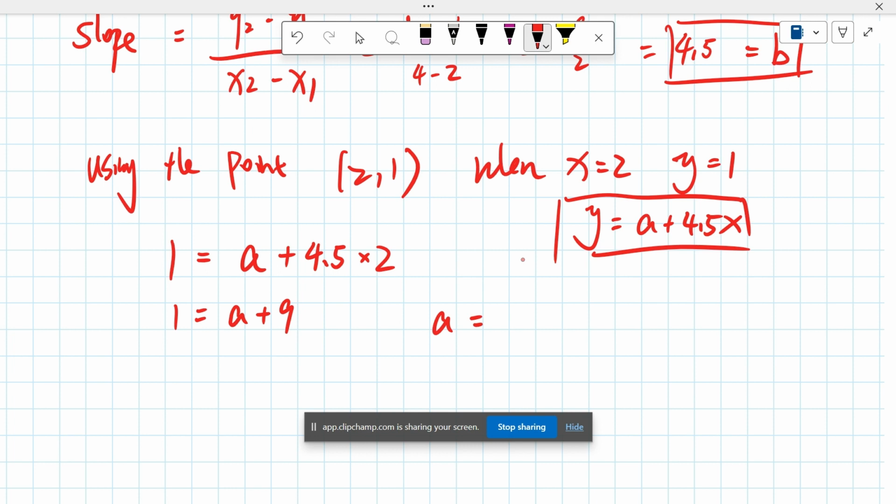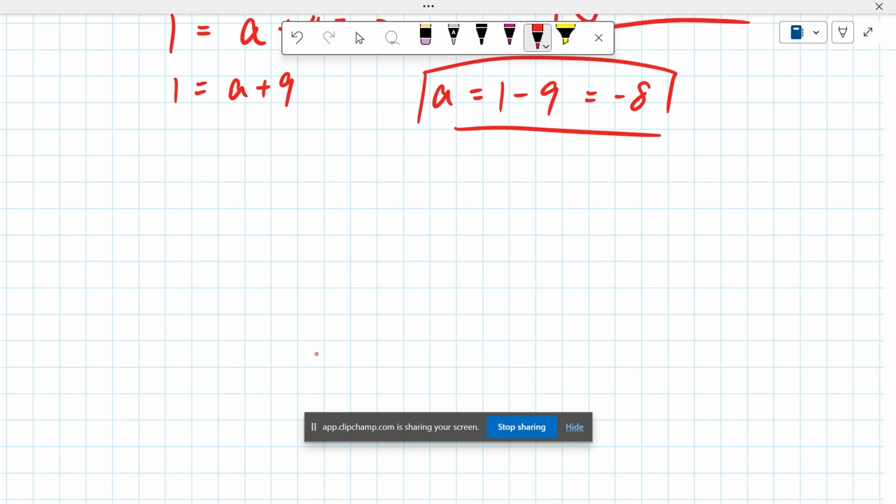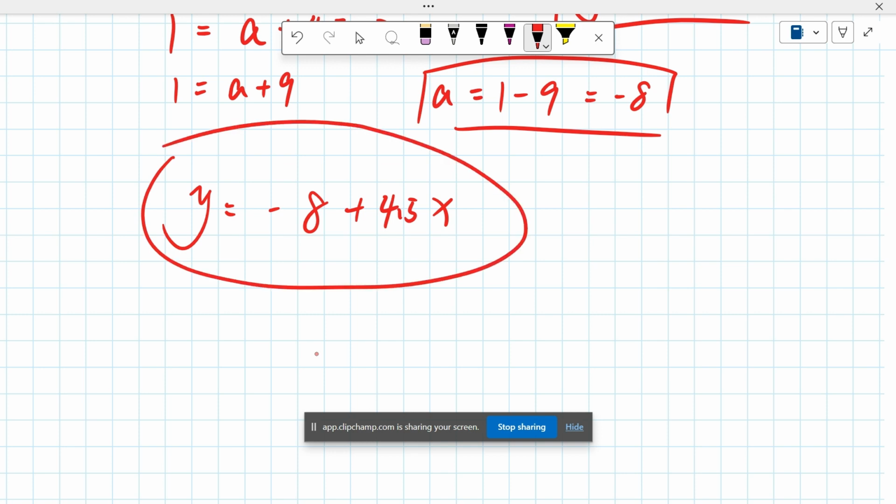So what do you think a equals? We learned this one before. So 1 minus 9 equals minus 8. Perfect. Then your graph will equal y equal to minus 8 plus 4.5x. That's it.